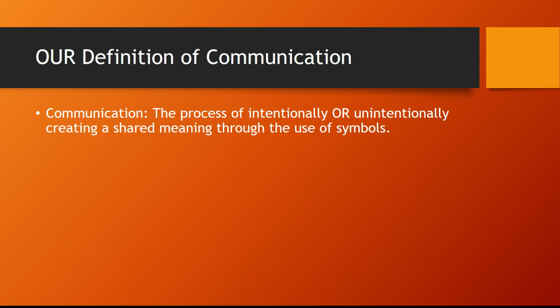Once again, we have this idea of process. I kept that from those other definitions because I think that it's really important. Communication doesn't just happen once. It's an ongoing process. Intentionally or unintentionally. Communication scholars are really divided on this. To have intent means you mean to do it. The idea is that you have an idea you want to communicate, and so you make sure that you are communicating it to the audience you're communicating to.